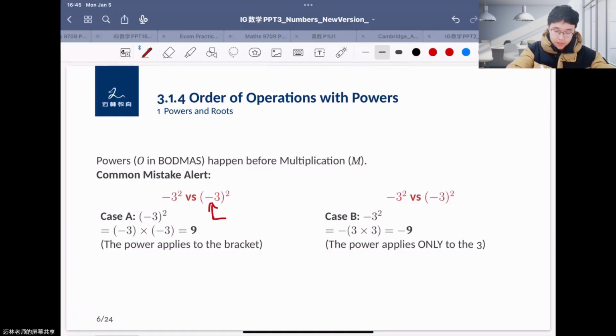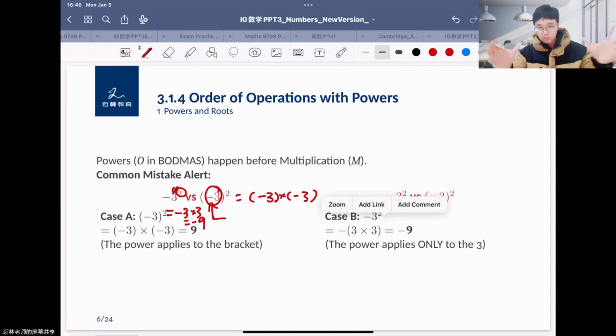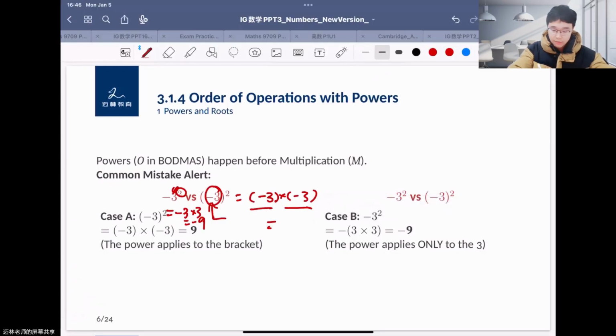So here you can find there is -3 squared. Please first calculate that: -3 times -3. That is the meaning. But if there are no brackets, you can just calculate the power first. So here, -3 squared equals -3 times 3, which is -9. But for (-3) squared, you write brackets around the -3. You can say here it is -3 times -3, and the final answer is 9.